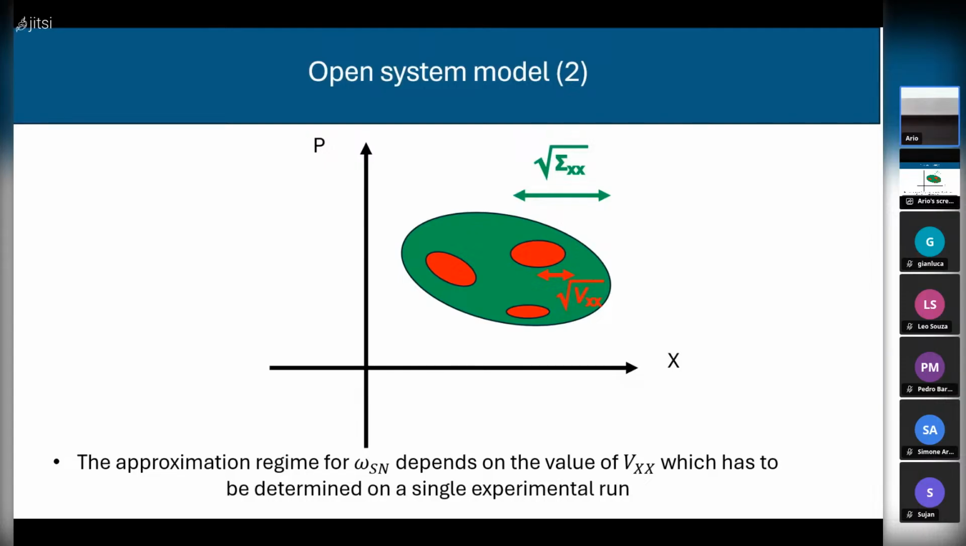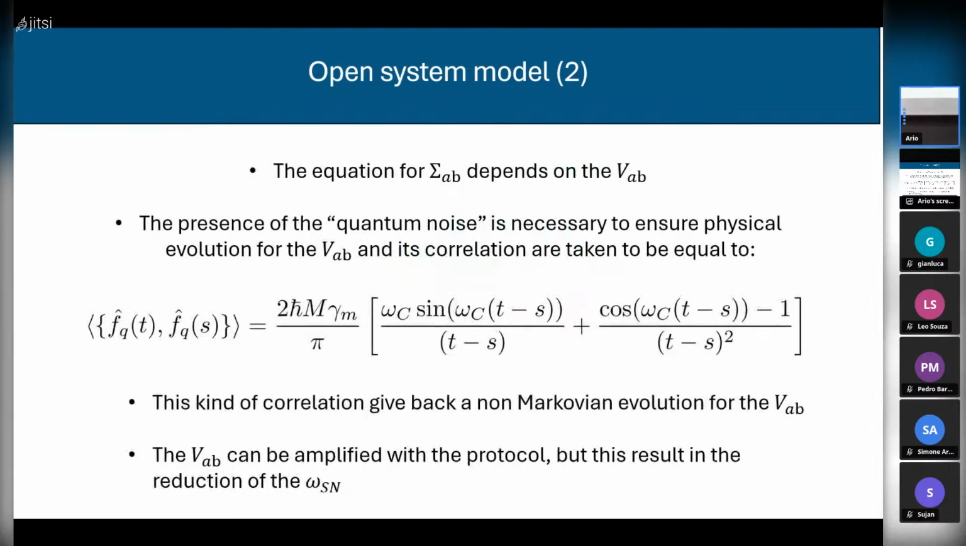The important bit is that since omega Sn depends on the value of V XX, you should look at this kind of object, because as I told you, the regime of approximation for the omega Sn will depend on this object, and you should compute what happens to it. Then, as I told you, the equation for the sigma depends on the V, and you need the quantum noise to ensure physical evolution for the V.